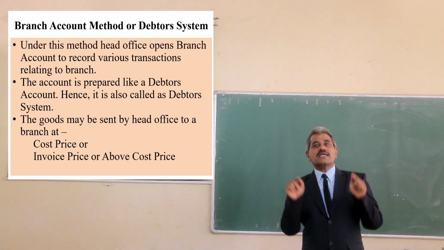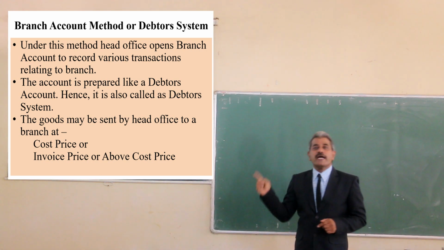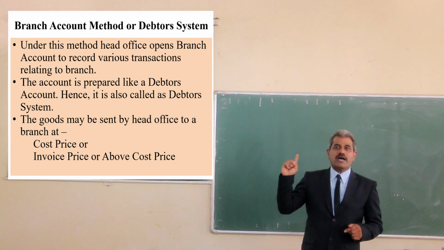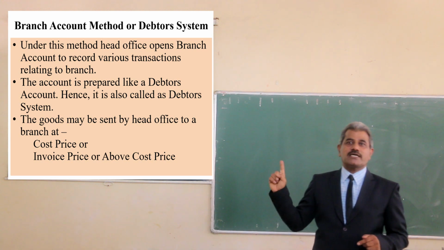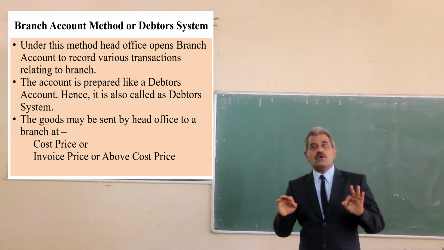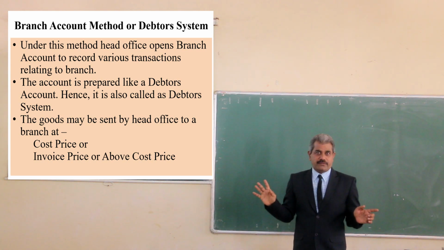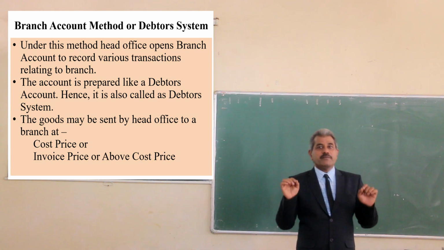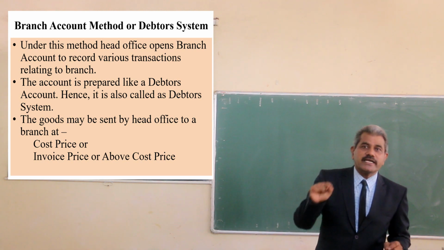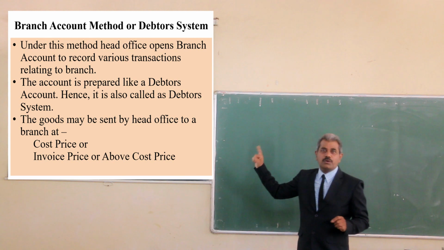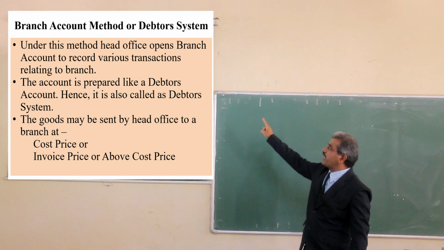accounts to record the transactions relating to the branch, head office opens one account, that is branch account, and to this account all the transactions relating to the branch are recorded. It means all transactions relating to the branch are recorded in only one account, that is branch account.